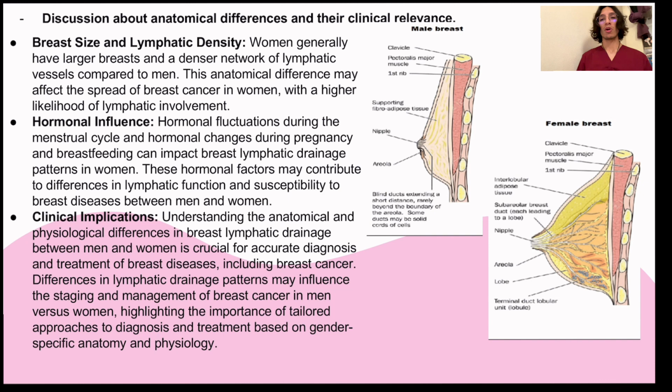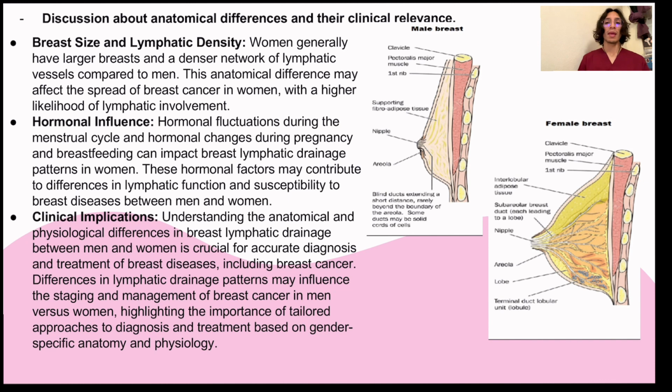Hormonal influence. Hormonal fluctuations during the menstrual cycle, and hormonal changes during pregnancy and breastfeeding, can impact breast lymphatic drainage patterns in women. These hormonal factors may contribute to differences in lymphatic function and susceptibility to breast diseases between men and women.